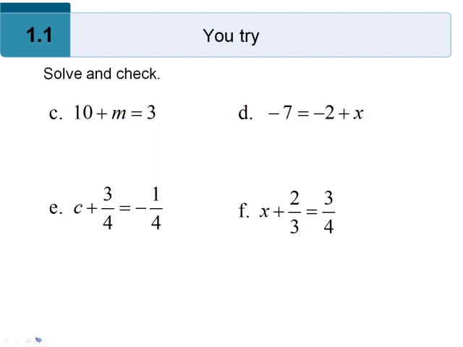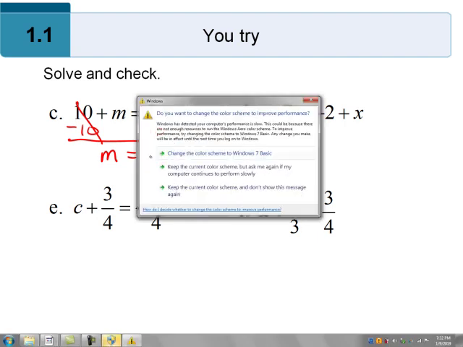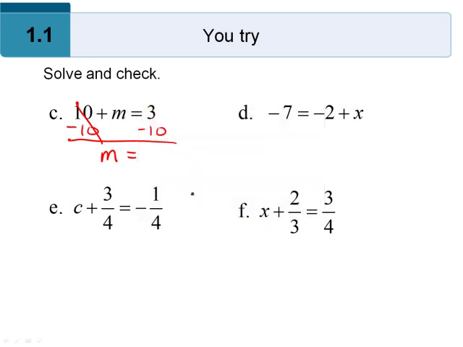Alright, now the next ones we're going to look at solving these equations. So we have 10 plus m equals 3. We're trying to get the m by itself, so we're going to get rid of the 10. We're going to do that by subtracting 10 from both sides. So the 10's cancel, the m comes down, and on the other side 3 and negative 10 is going to give you negative 7.